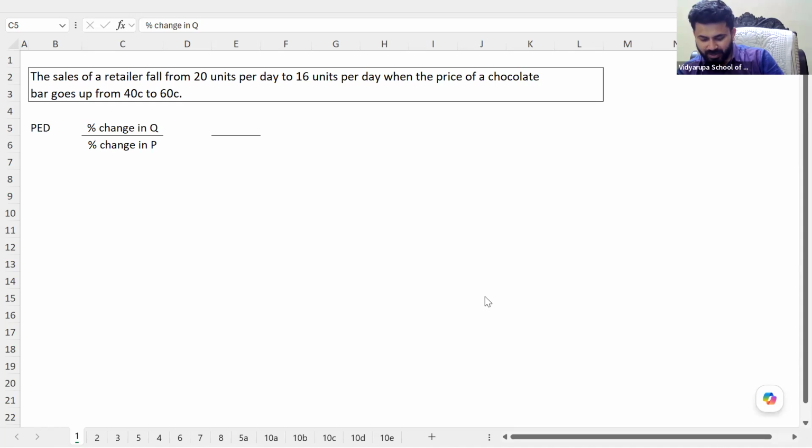When you're doing it, I clearly mentioned you don't need to separately mention a negative there. It's understood. It's automatically understood that the relationship will be negative because higher the price, lower the demand. Lower the price, higher the demand. It's by default like that. We don't need to separately mention it.